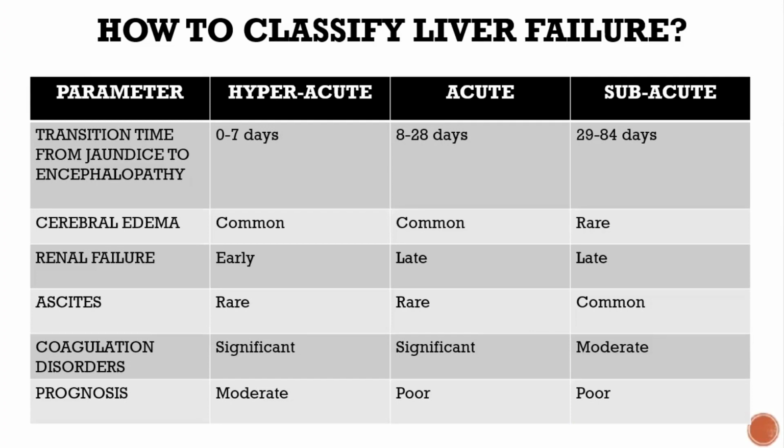Transition time means time required for a particular thing to get converted into another thing. So the transition time from jaundice to encephalopathy means the time required for the patient to progress from jaundice to encephalopathy. And definitely encephalopathy is a very serious condition, which is life-threatening and requires aggressive treatment. The transition time for hyperacute liver failure is 0 to 7 days. Acute liver failure is 8 to 28 days. And subacute is 29 to 84 days.